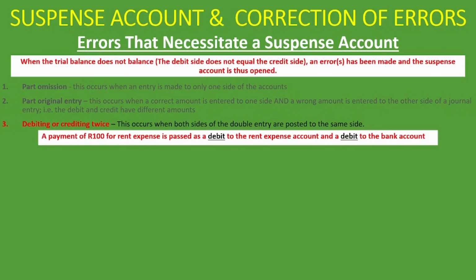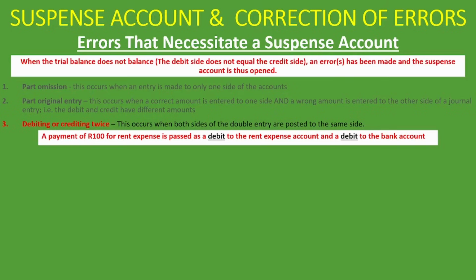So one of them must be wrong. And which one is it? Well, that's easy. Rent expense is an expense. We debit our expenses. So what did we do? We debited the rent expense. That means we did it correctly, but we also debited the bank account. Well, if we made a payment of 100 rand for rent expense, that means money is leaving our account. So we should have credited our bank account. So we made a mistake here.